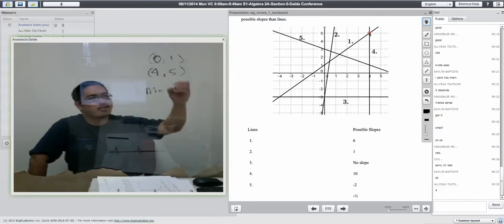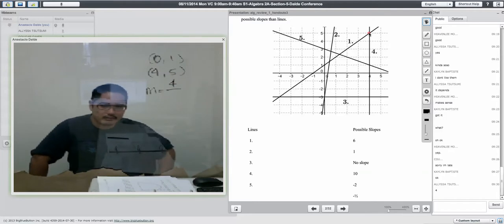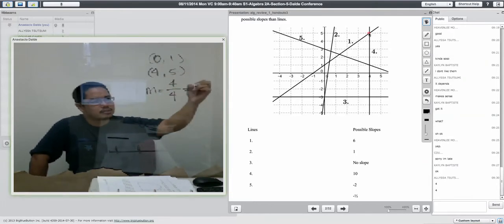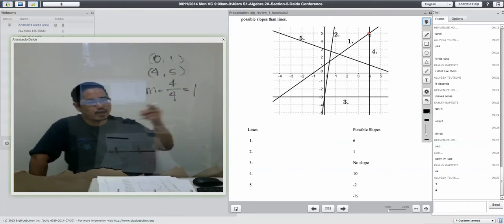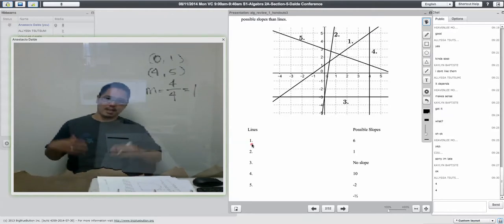I had to go 4, exactly. It's just 5 minus 1. 4. What is my run? How far across did I go? 4. Right, because that's 4 minus 0. So 4 over 4 is the same as 1. Your slope for line 1 is 1. The answer here is 1. Does that make sense? Are we happy with that?